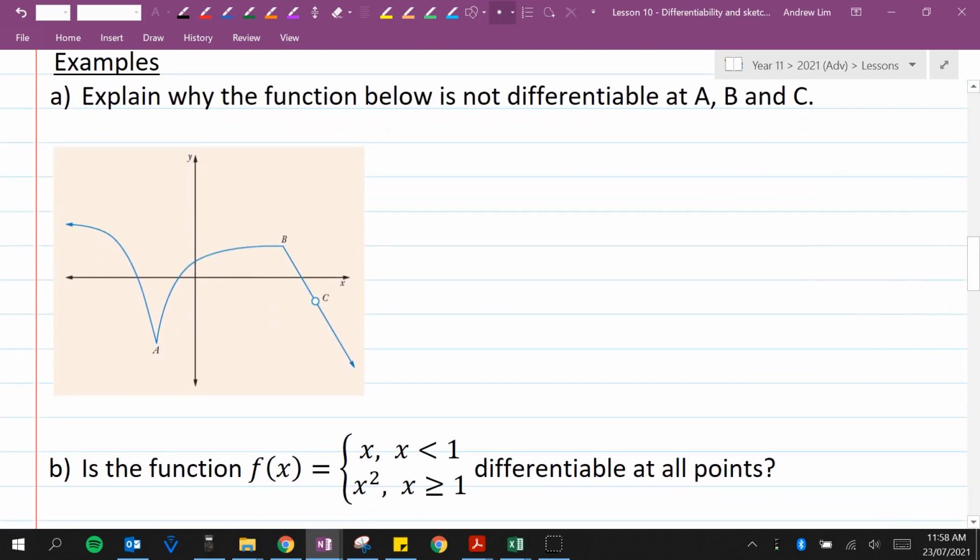Pause the video, have a go with question A, and see if you can explain why the function below is not differentiable at a, b, and c. Okay, so here are my answers. It's not differentiable at a or b because they are not smooth, and it's not differentiable at c because it's discontinuous.